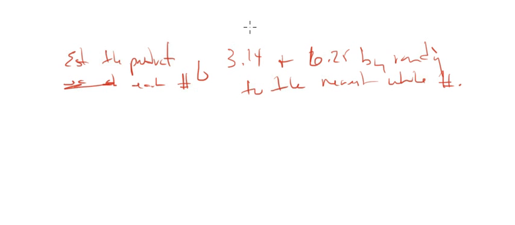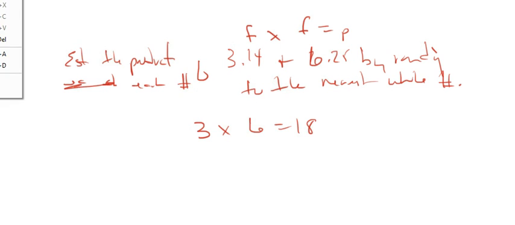So that means a product is a factor times a factor that equals a product, right? So I'm going to round this off. The nearest whole number is going to be 3. 6.25 is going to be 6, so my answer is going to be 18, right? Good. Hope you understand that. It makes sense. If not, review lesson 33, and lesson 33 will help you with that.